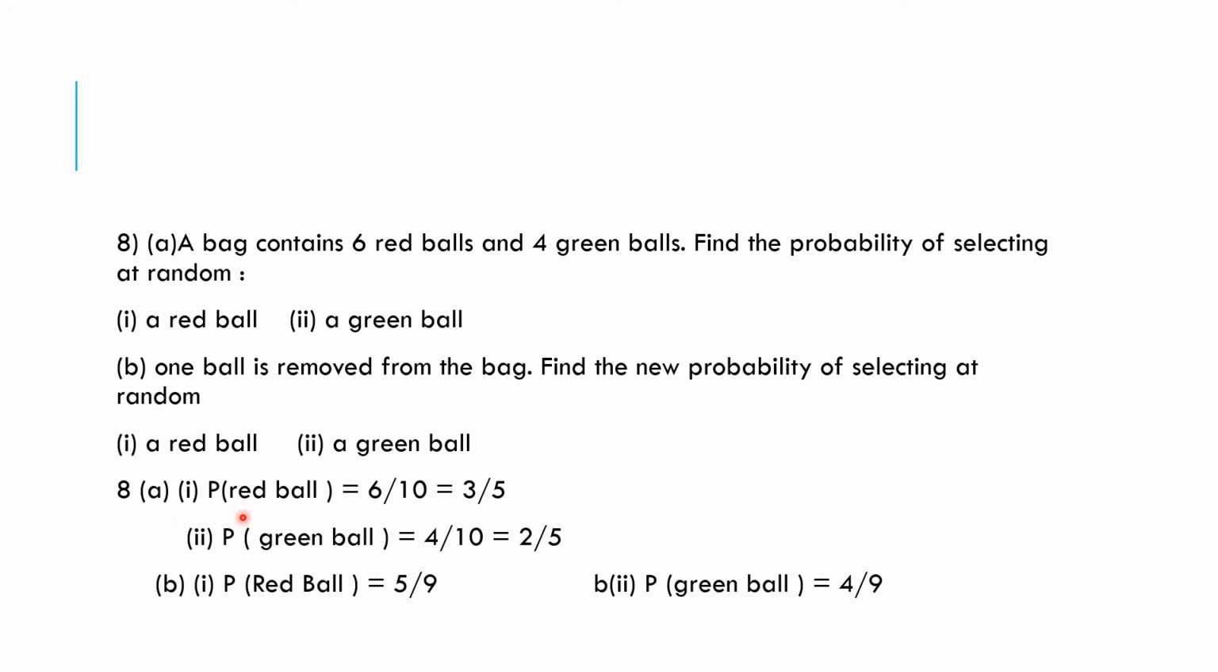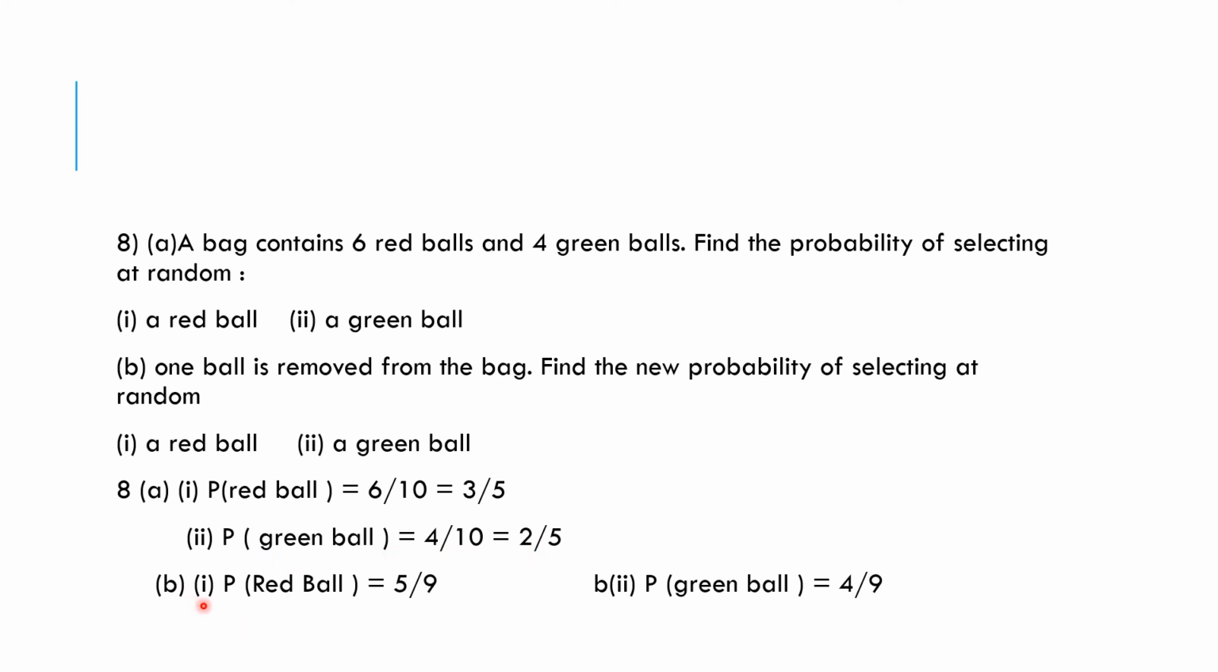Okay, so the probability of obtaining a red ball is 6 by 10, that is 3 by 5. Number two, the probability of obtaining a green ball is 4 by 10, which is 2 by 5.